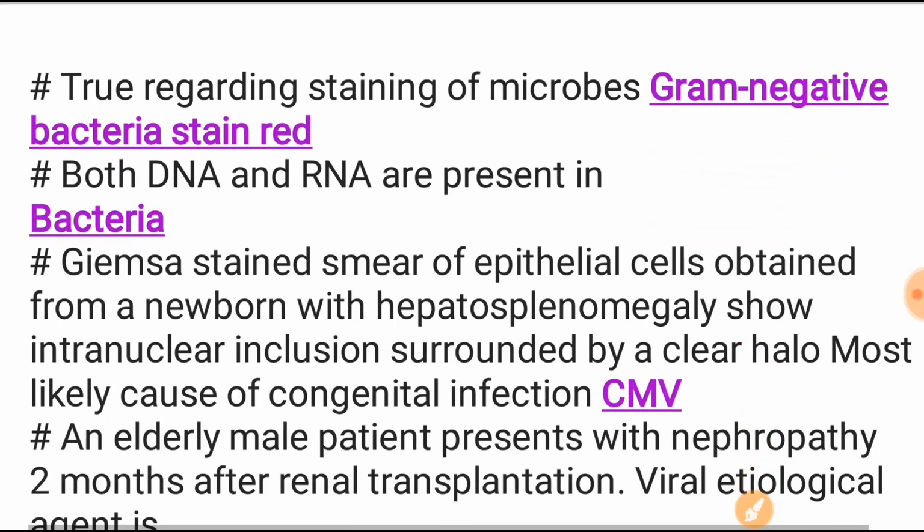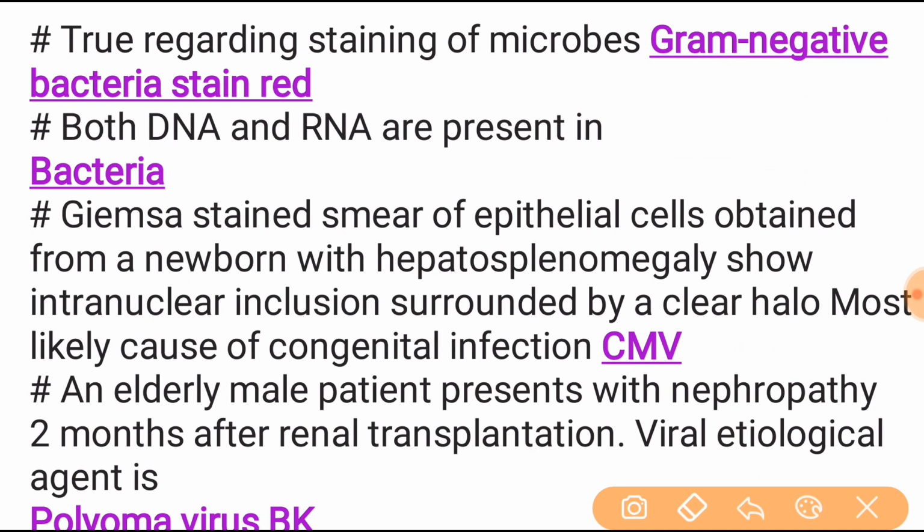Next one is the true statement regarding staining of microbes. Gram negative bacteria stain red. This is not a hard thing. Both DNA and RNA are present in bacteria, but only one genetic material is present in a virus particle, either DNA or RNA, not both. In bacteria, both DNA and RNA are present.